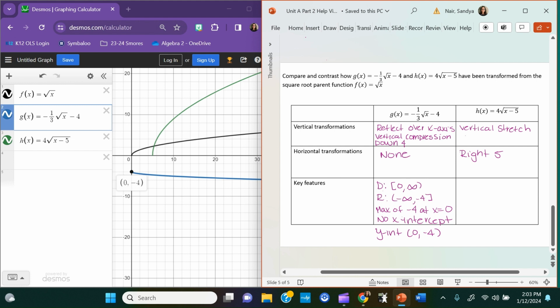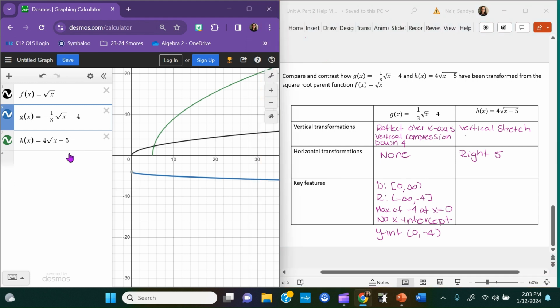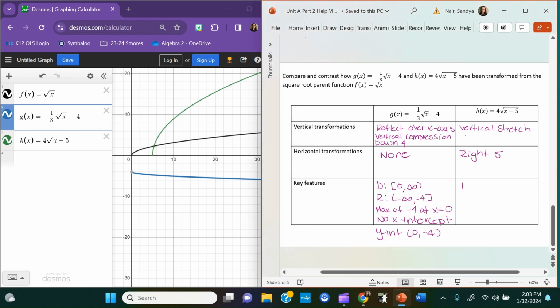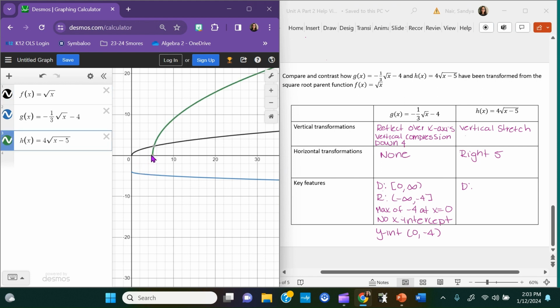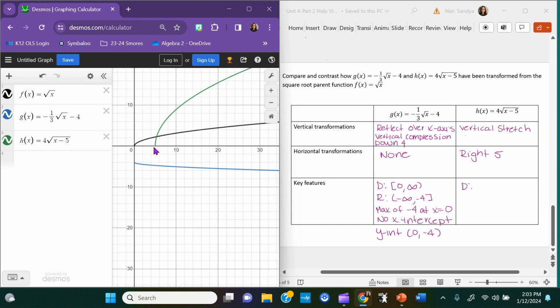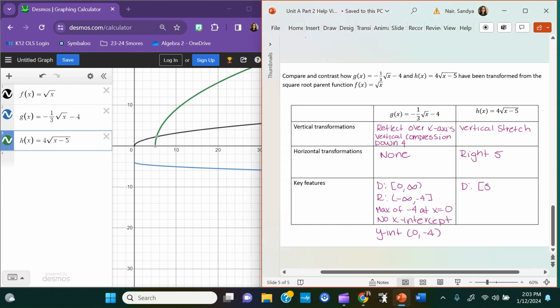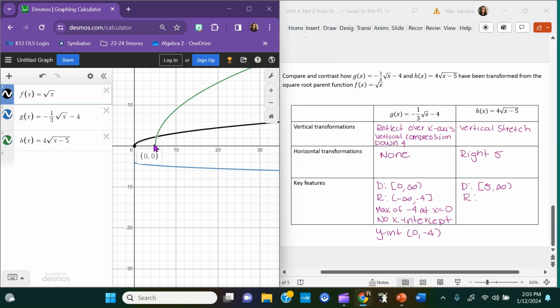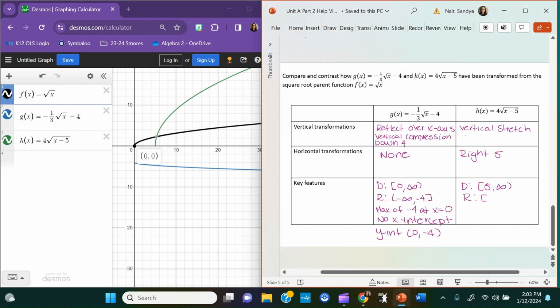Okay, now let's go over to h of x. So h of x, you see 4 square root of x minus 5. Let's think about the domain and range. The domain is actually not going to start off at 0. The domain starts off here at 5, because that's the leftmost point, and then this graph is headed to the right. So we're going to go from 5 to positive infinity. The range, well, the lowest y value is going to be right here, at y equals 0, and then it's headed up from there. So we're going to go 0 to positive infinity.